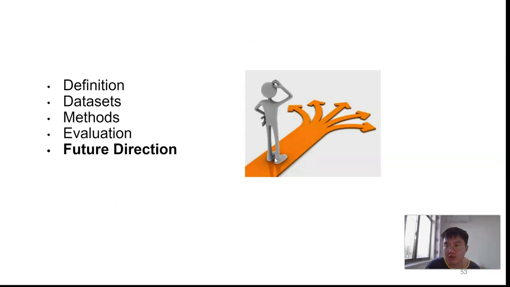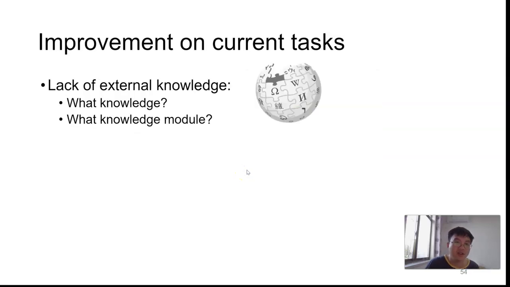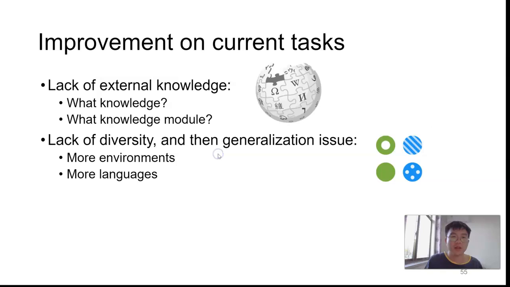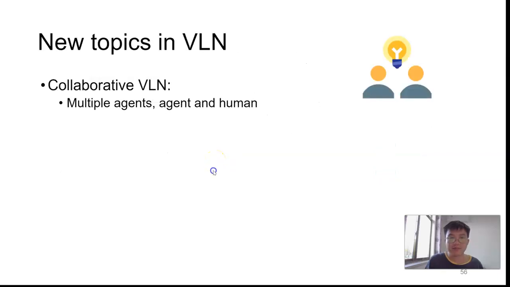Here we introduce some future directions for the VLN domain. First, we could do some improvement on the current tasks. For example, usually current methods do not use external knowledge, but how to explicitly use Wikipedia knowledge would be very helpful. And also, current datasets or benchmarks usually lack diversity. How can we solve that problem and even make it more generalizable to unseen new environments?